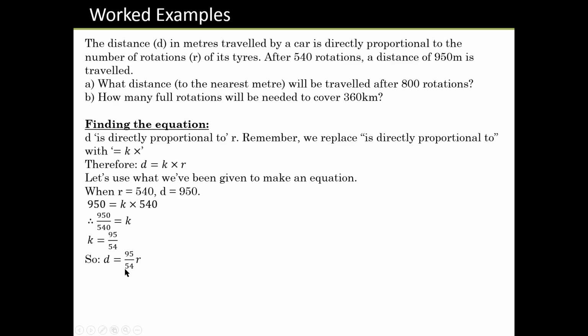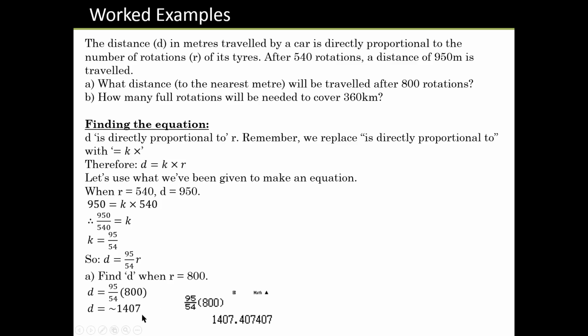Now we rewrite the equation. d is equal to 95 on 54 r, and now we're going to substitute the next bit in. We have to find d, what distance will be traveled. So we're going to find d, but we know the r value, don't we? Find d when r is 800. So let's sub it in, and as you can see, we're just going to put this in a calculator. Put it in a calculator, boom, you got your answer. 1407, easy.